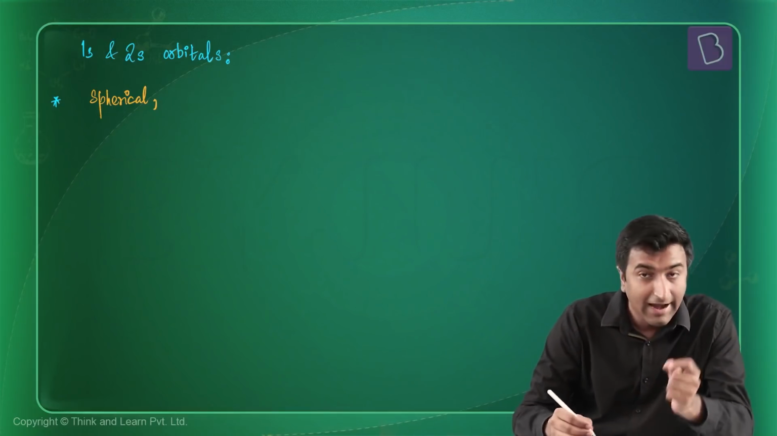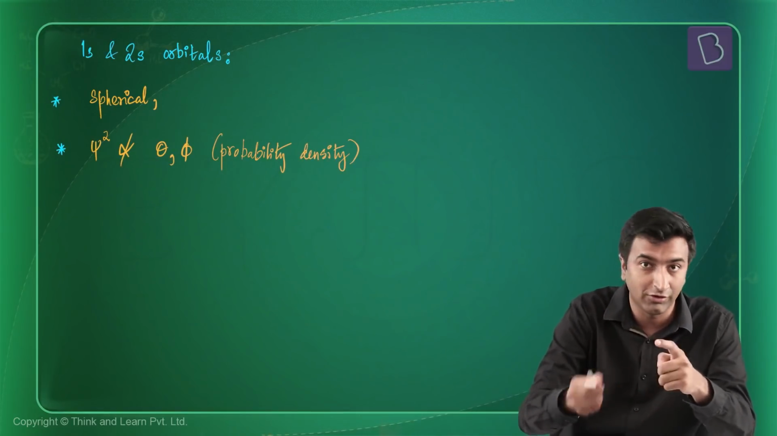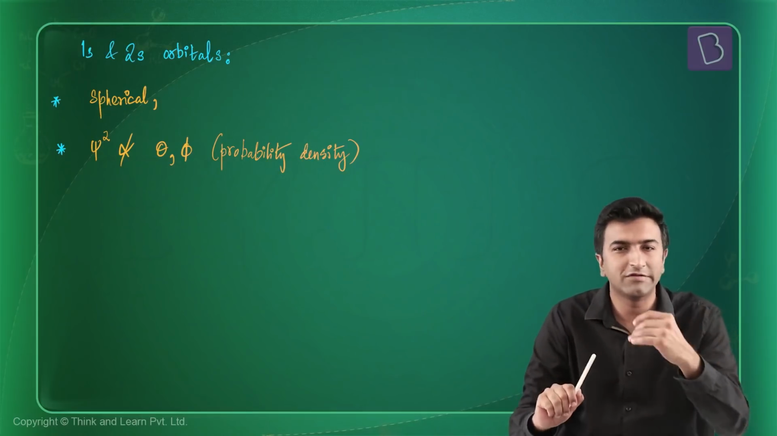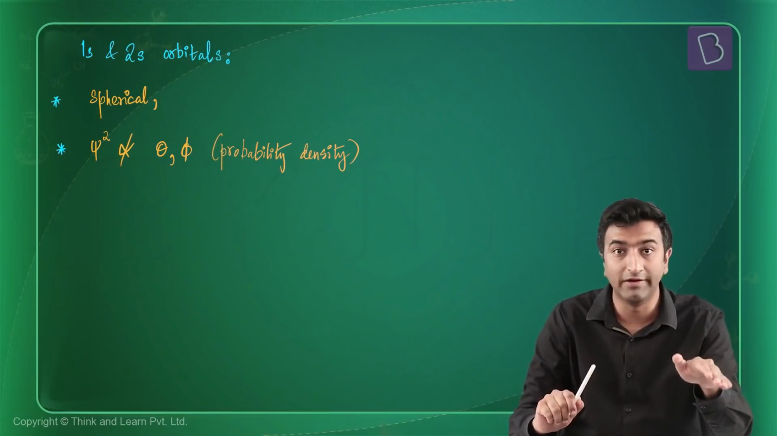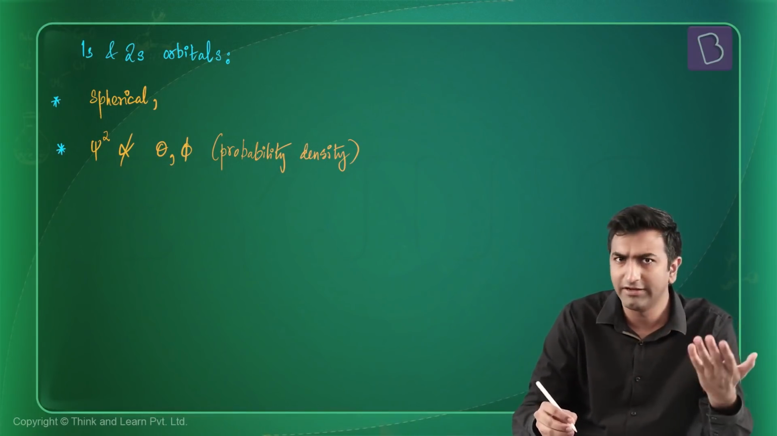So they're spherical, and you know for sure that psi square, the probability density. See, psi is the solution to the Schrodinger wave equation. Psi square is the probability density. You'll know this if you've just read atomic structure even once. Just go through it. This, if it's spherical, will not depend on theta or phi. What are theta and phi?